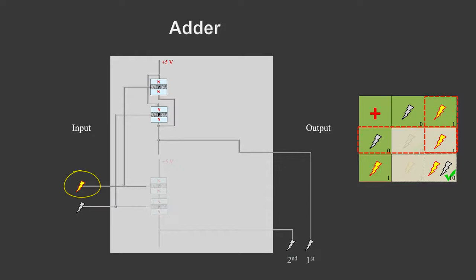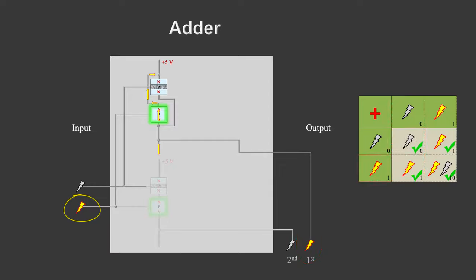Now, each input voltage is able to turn on 1 transistor. Electricity will flow, turning on the wire. It doesn't matter which input is high, because there are 2 ways for the electricity to go. So we have 1 plus 0 equals 1.